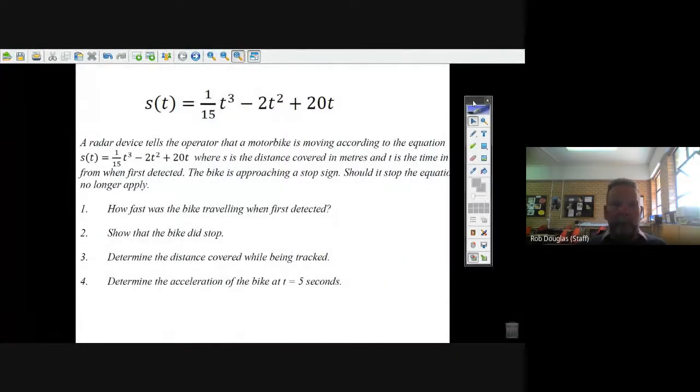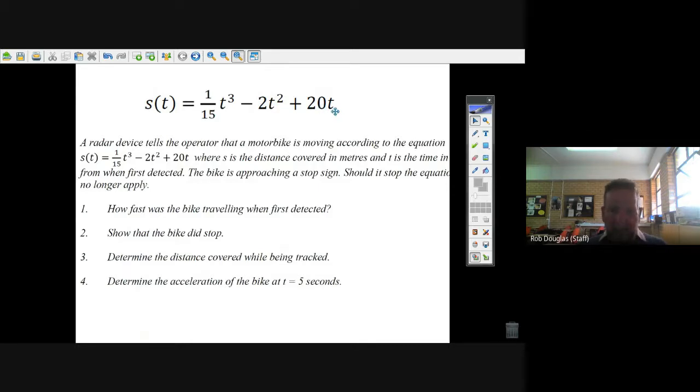Okay, we're going to look at the first question here. It says that a radar device tells an operator that a motorbike is moving according to this equation. S stands for distance, which is weird. At any given time, s is 1/15 t cubed minus 2t squared plus 20t.